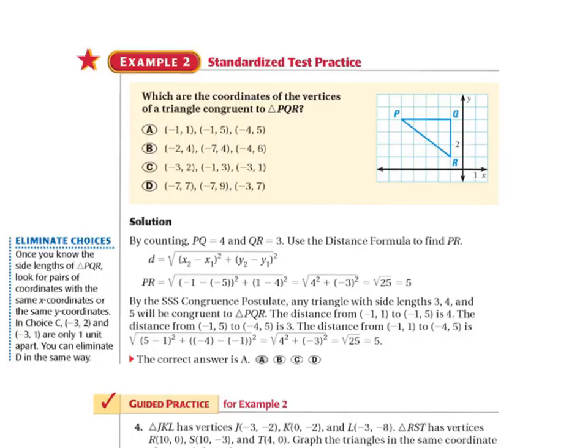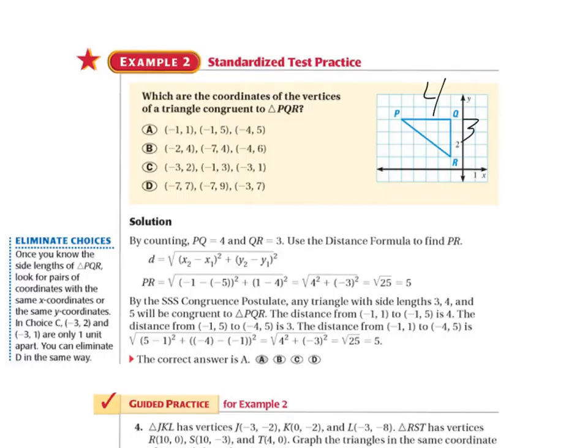Okay, for example 2, this is the type of problem you'll see on standardized test practice, which is why they have it labeled like that here. Which are the coordinates of the vertices of a triangle congruent to triangle PQR? It's pretty easy to find PQ. We can just count off the units here: 1, 2, 3, 4. So we have 4 there. We have 1, 2, 3 here. Okay, so we have 4.